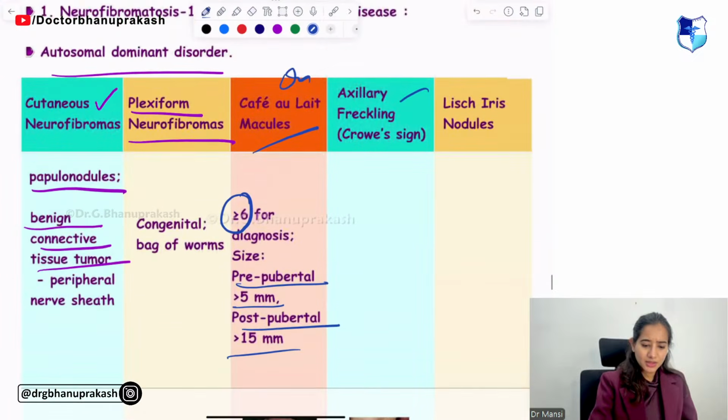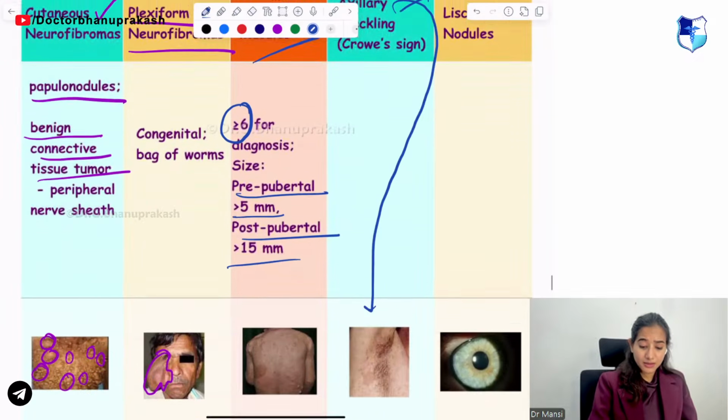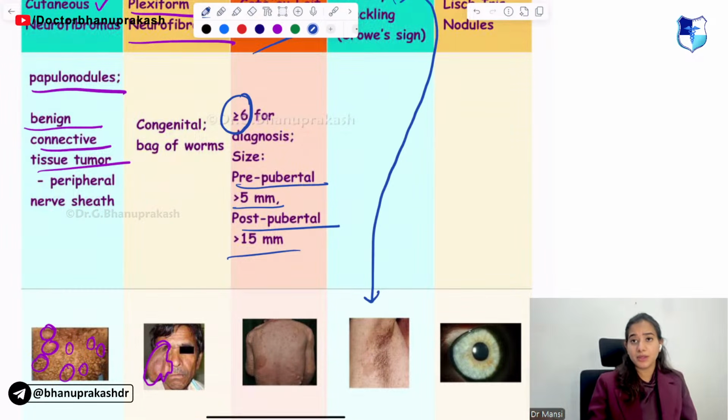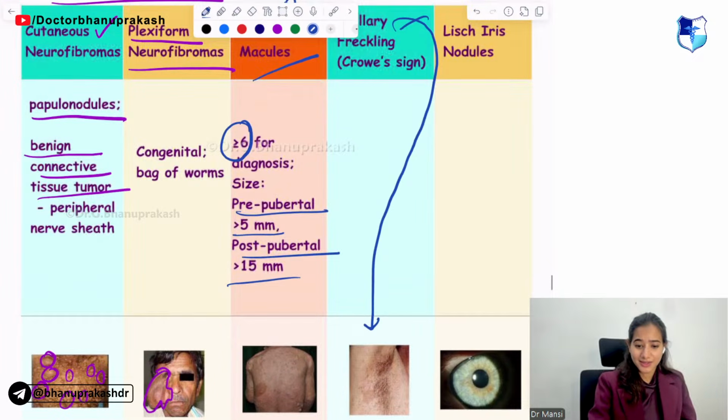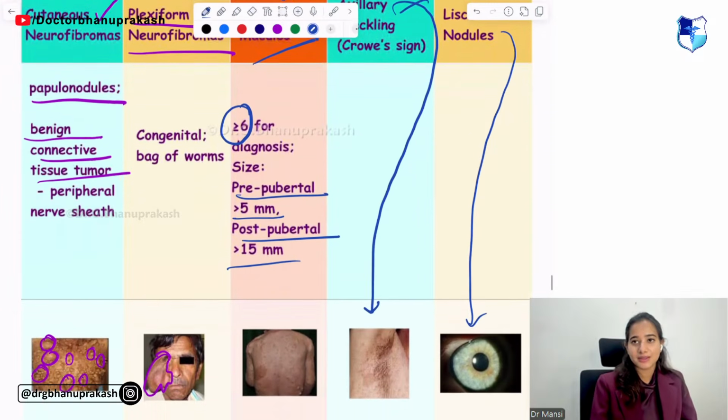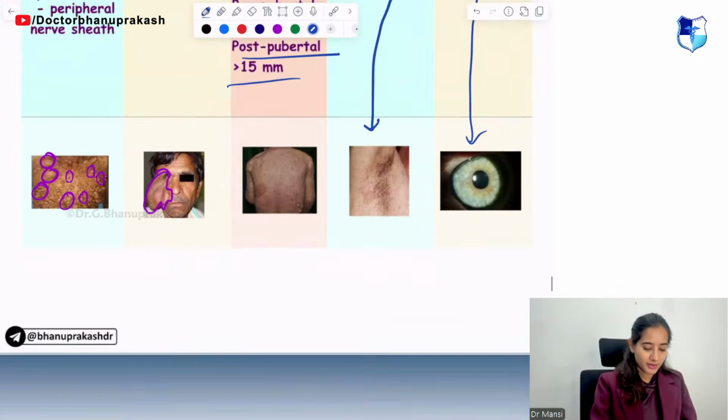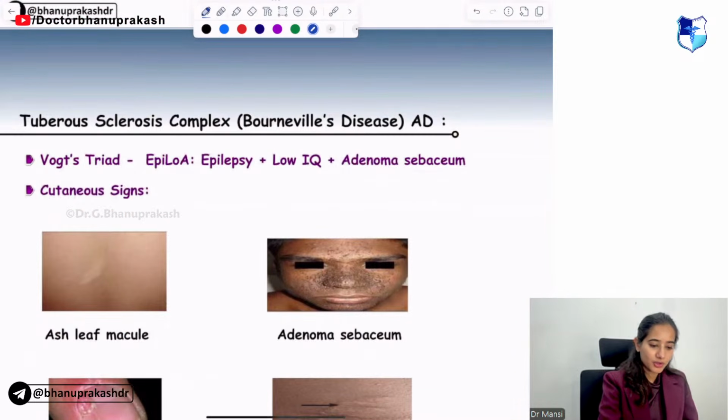Just you have to see that in the axilla, if you remember that hyperpigmented disorder, the freckles. So there are freckles present here in the area of the axilla, but I don't think that they'll be asking you this question. And then there are these Lisch iris nodules. Just remember the image and just move ahead. Okay, then we have tuberous sclerosis complex, also called Bourneville's disease.